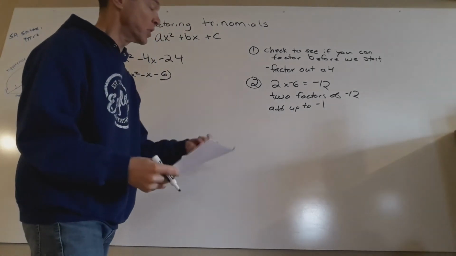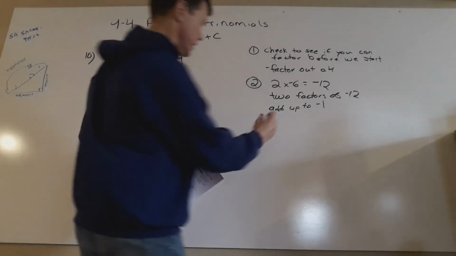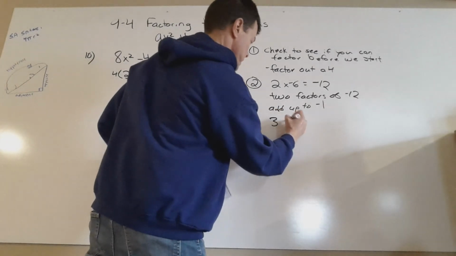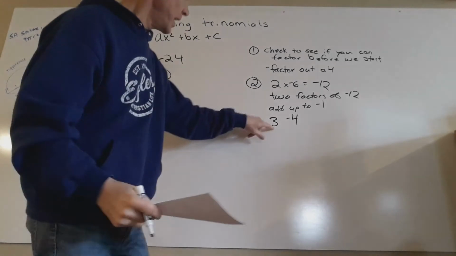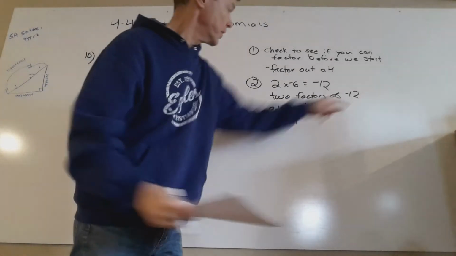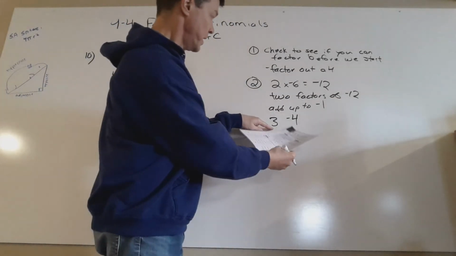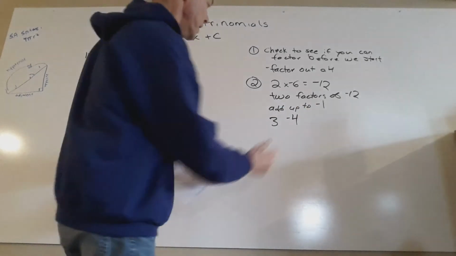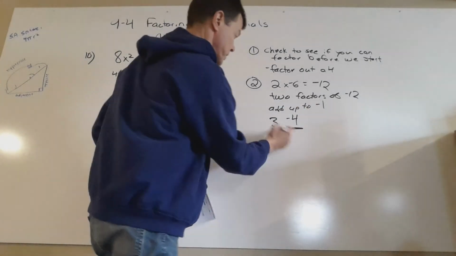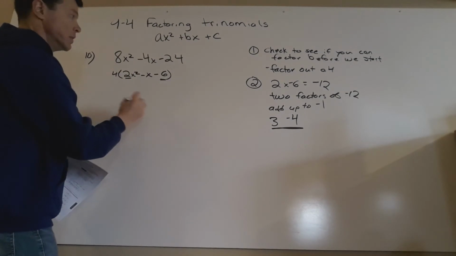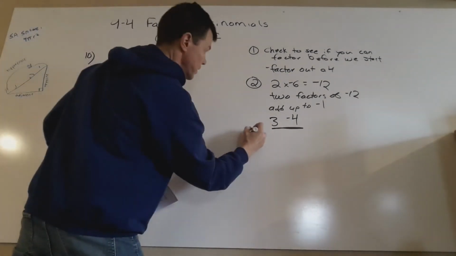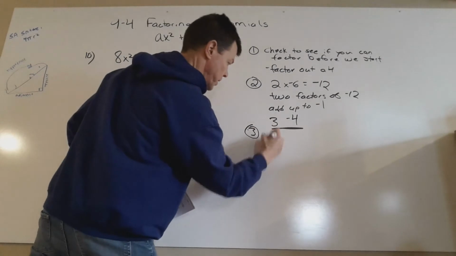3 times 4 is going to be 12. One of those needs to be negative. 3 and negative 4. 3 times negative 4 is negative 12. 3 plus negative 4 is negative 1. These are the factors we want to work with. So rewrite. That's number 3. Rewrite.